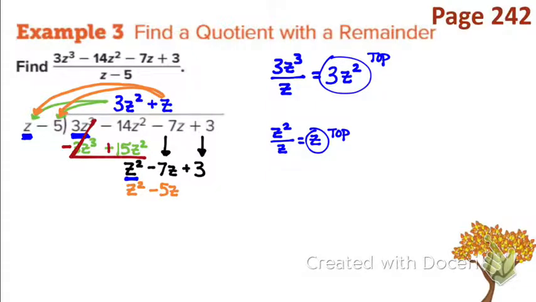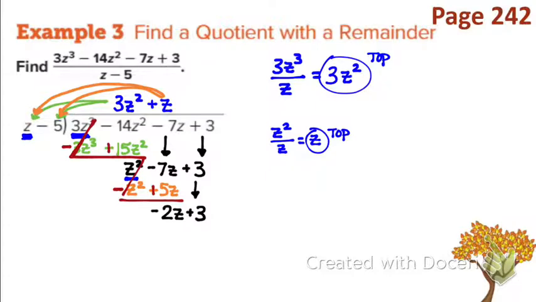What do I do to both of them now? Subtract them. This one's easy, but when I subtract something that's already a negative, it turns into addition. What happens to my z squareds here? They cancel. Negative 7z combined with 5z. Negative 2z. Bring down my plus 3. After I bring something down, what do I do?